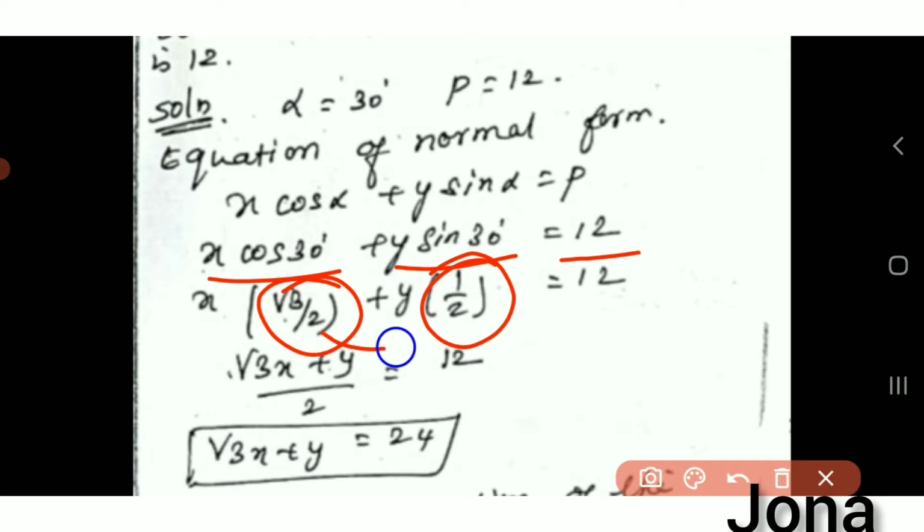And if you simplify, we have both the things as 2 as denominator. So root 3 x plus y divided by 2 equal to 12. Cross multiply, we have root 3x plus y equal to 24.